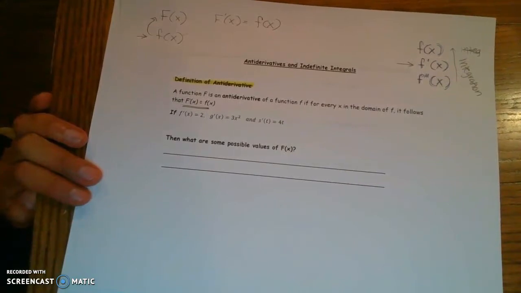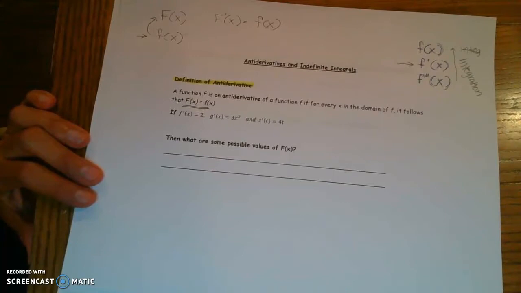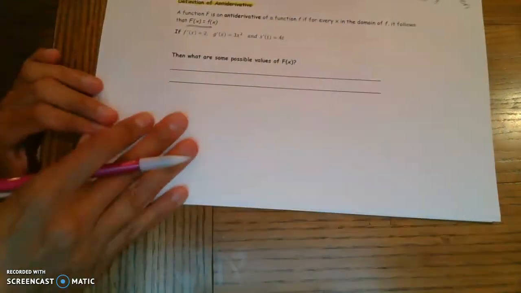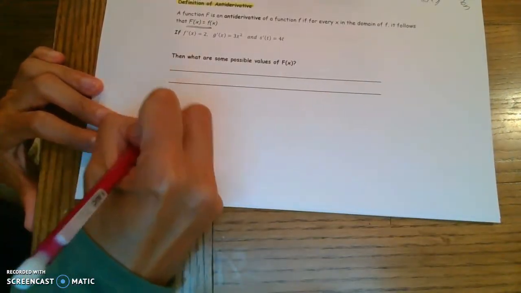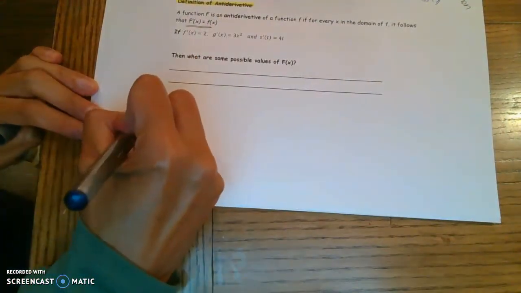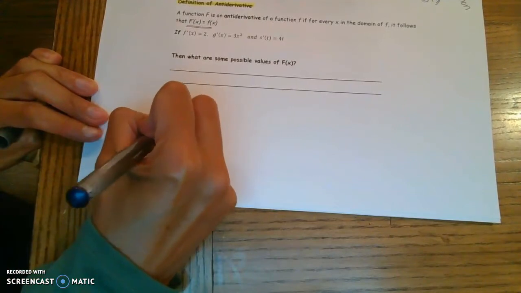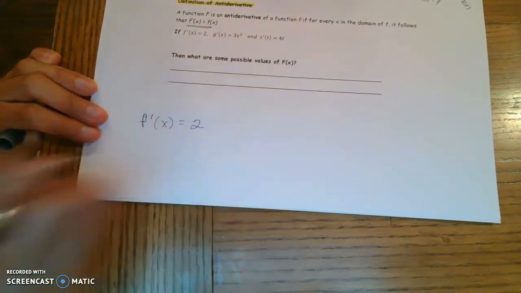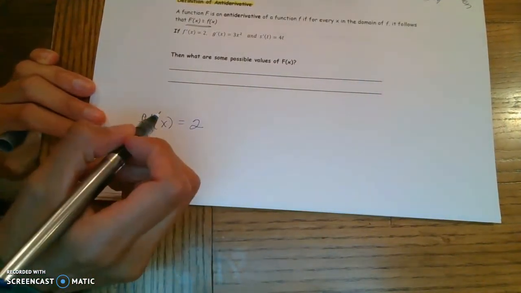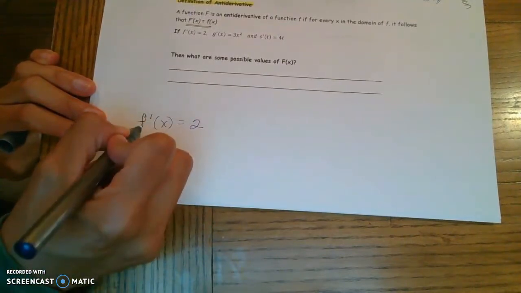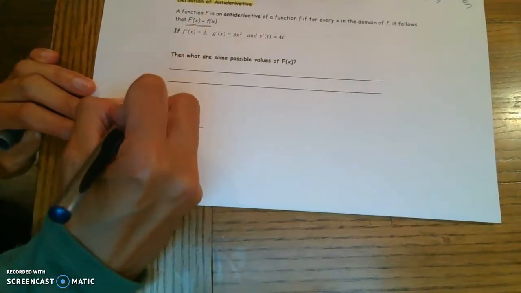Okay, so now let's start thinking about what the antiderivative process would look like. If they're telling me, hey, f prime, let me just do this in a better color for you to see. If I'm telling you f prime of x is equal to 2, okay, and I want to know what f of x is.